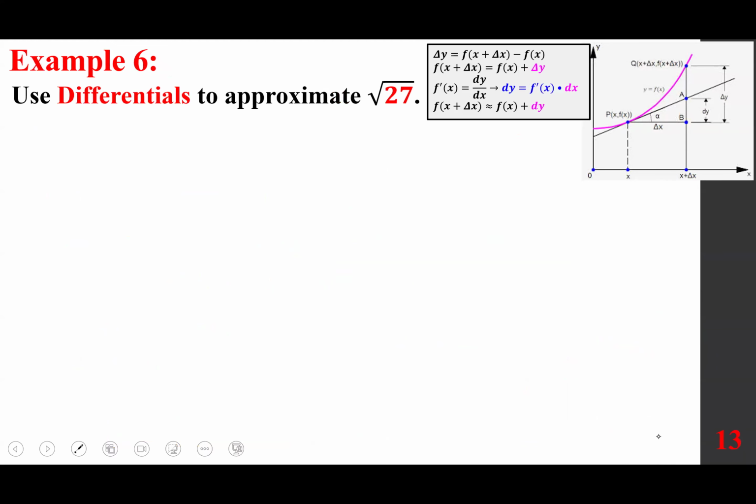Use differentials to approximate square root of 27. Well, the same concept. First, we need a function. What function? Just read square root of 27. What is the operation? Square root. So it's square root of x.